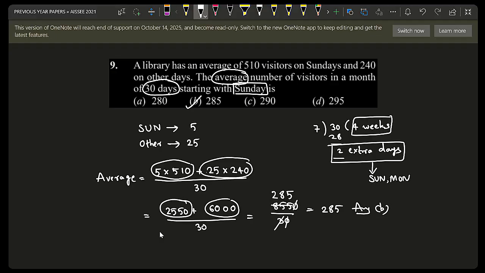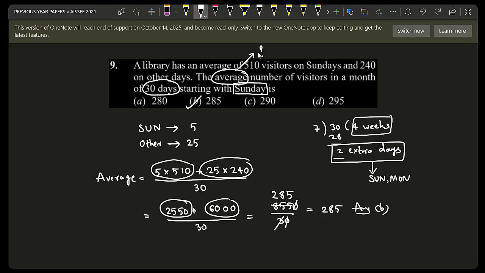Vedashree, any other doubts? No, sir. Sanvi? Yes, what is your doubt? Sir, why did you use the average formula? Because the question is asking, what is the average number of visitors in a month? They're asking average, so I used average, sum of observations by number of observations.